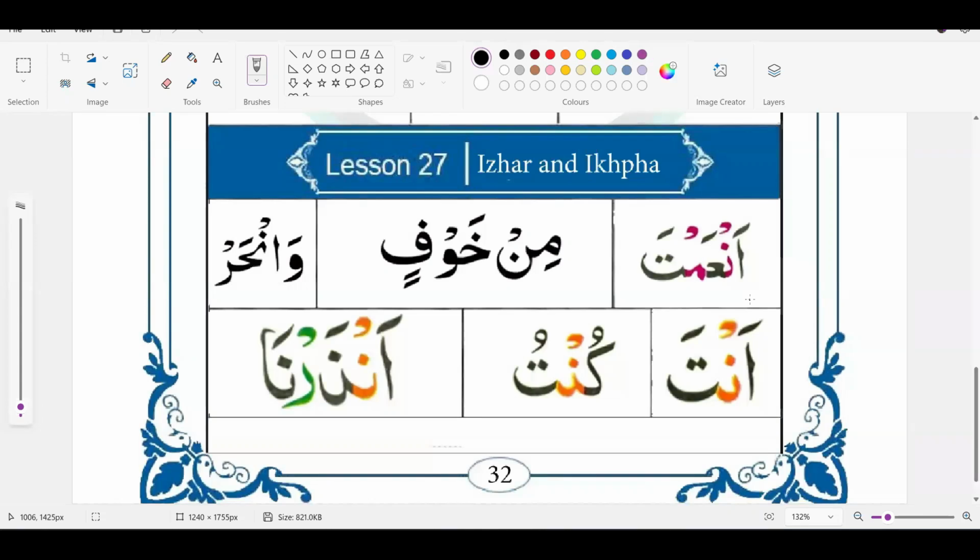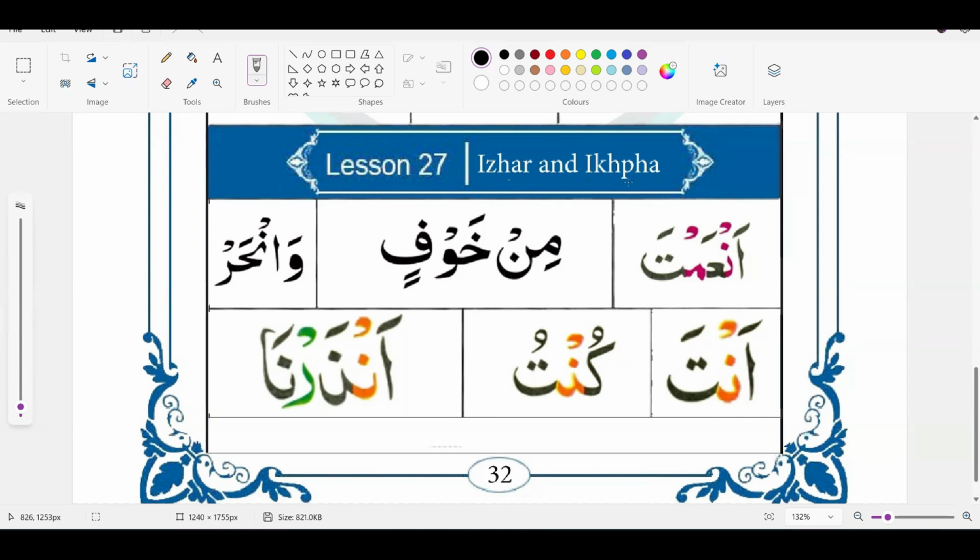Let me repeat again that in lesson number 27, we have two rules, Izhar and Ikhfa. There are four rules of Noon Sakin and Tanween. Last time I told you that Noon Sakin means when Noon has a Sukun sign, and Tanween means when there are double Fatha, double Kasra, or double Dhamma. These three signs we call Tanween signs. Whenever we have any one of them, we check the letter that comes after.